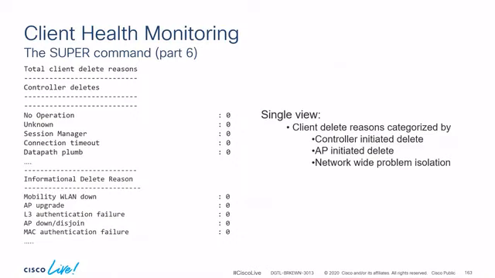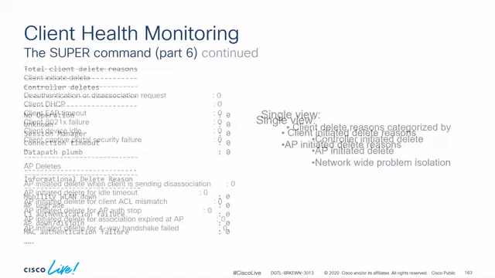The last part lists actually the client delete reasons. In 17.3, this is distributed by controller initiated deletes, informational deletes, AP initiated delete, client initiated delete. So it will not only tell you who initiated the delete, but it will also give you the reason code against why the delete was initiated. Maybe the data path plumbing failed, or AP itself flapped. That is why the client got disconnected.